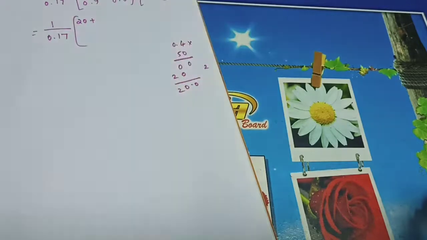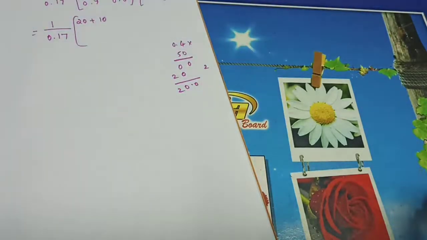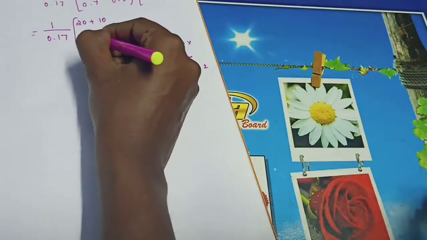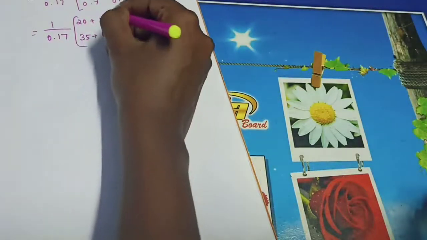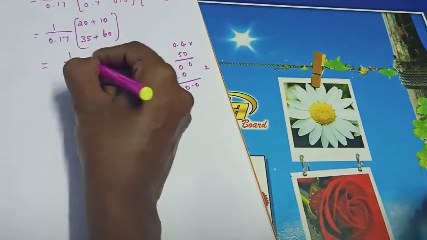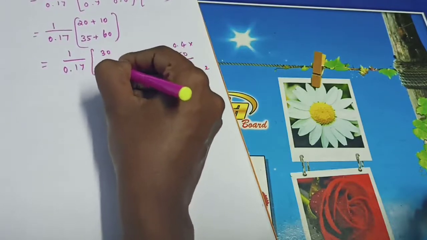0.1 into 100. So how much will we get? 1 into 100 is 100, one decimal point is there, so plus 10. Now the next row: 0.7 into 50 means 7 into 50 means 350, but here one decimal point is there, so 35. Correct? So 35 plus 6 into 100 means 600, one decimal point here means 60. So that's equal to 1 by 0.17 into [30, 95].